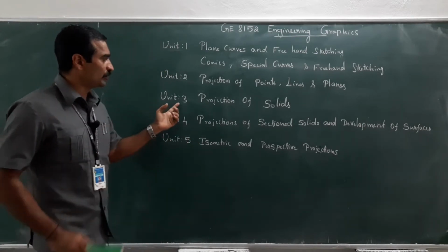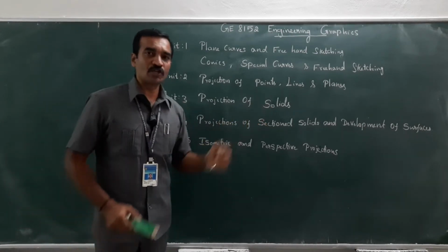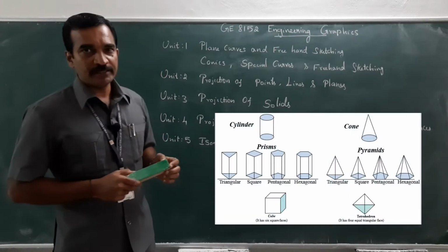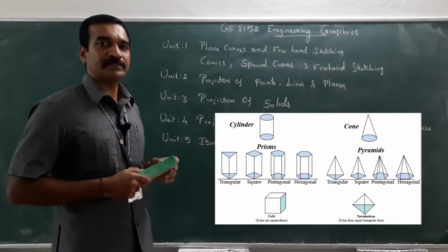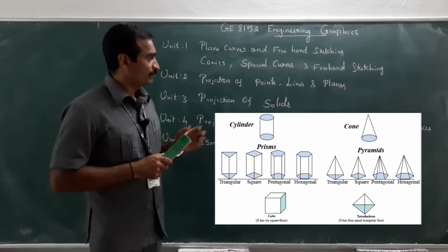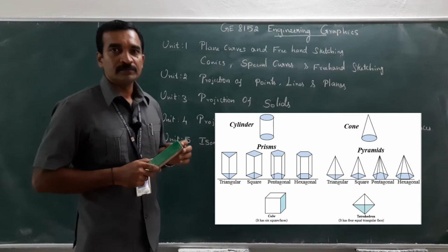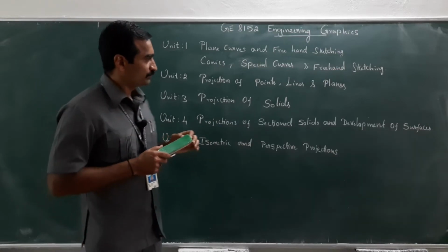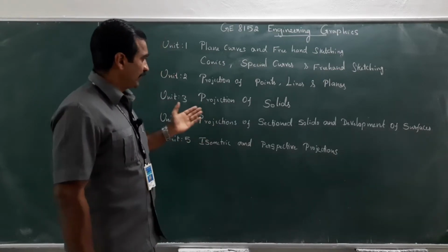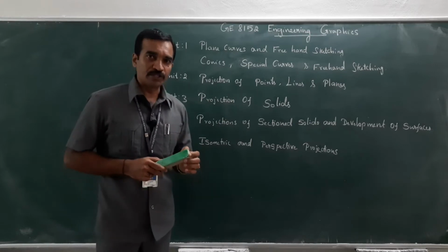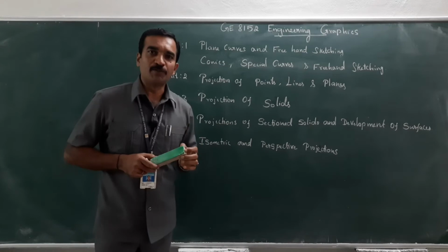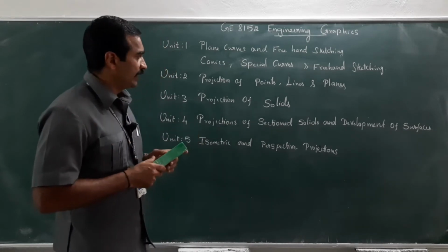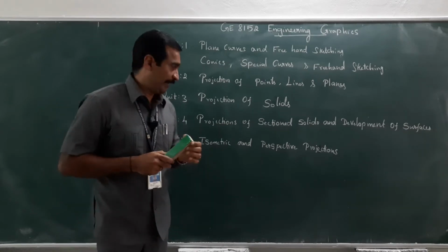Let's move to unit 3, projection of solids. A solid has 3 dimensions. Basically, it's a 3-dimensional object: length, width and breadth. We have 6 various positions. By using the change of position method, the projection will be obtained.